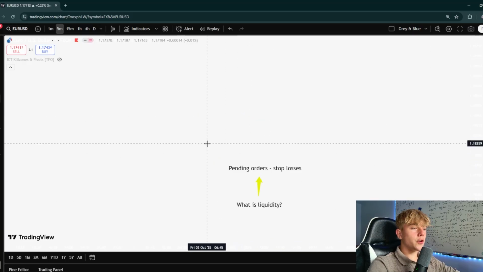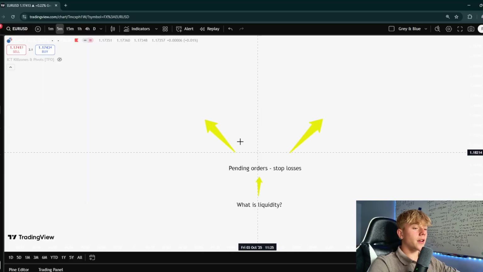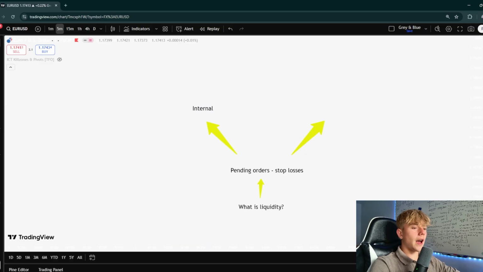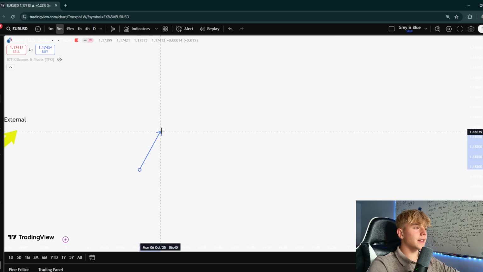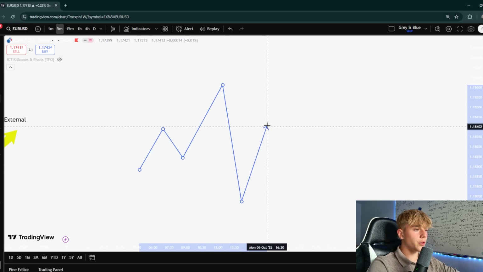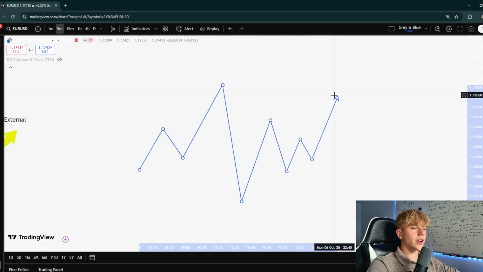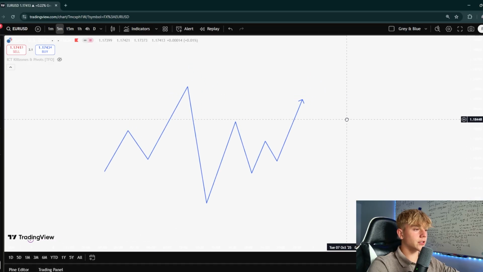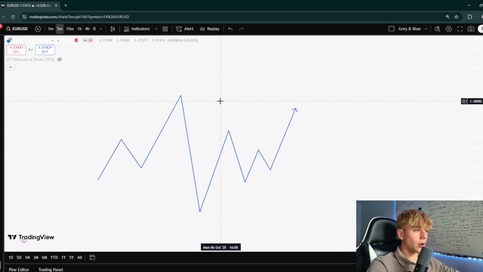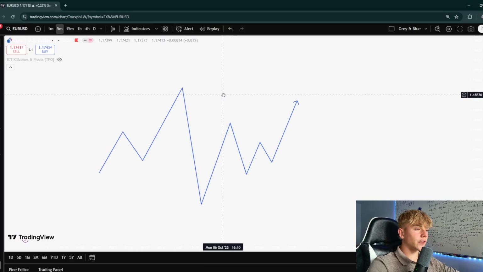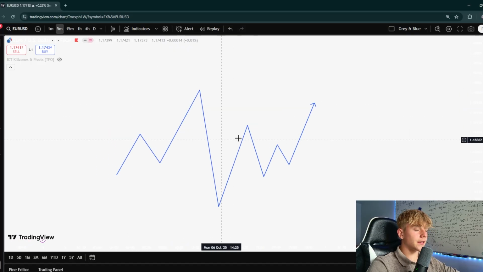Now, there are two major types of liquidity. The first type is internal and the second type is external. So let's just go into an example. So let's say this was how price was moving and we created a price action like so. Now, liquidity is resting orders and stop losses. So where do you think the stop losses would be in this scenario?